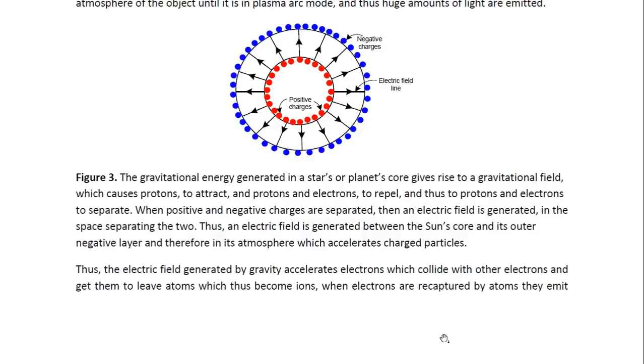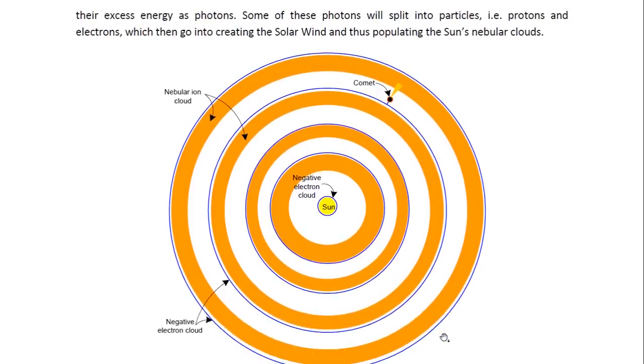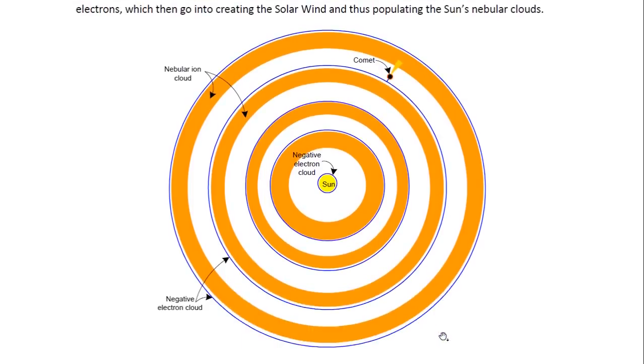But when electrons are recaptured by atoms, they emit the excess energy as photons. And this is where the light emission comes from. Some of these photons will split into particles, i.e. protons and electrons, which then go into creating the solar wind and thus populating the sun's nebula clouds, which are supposed to look like this.